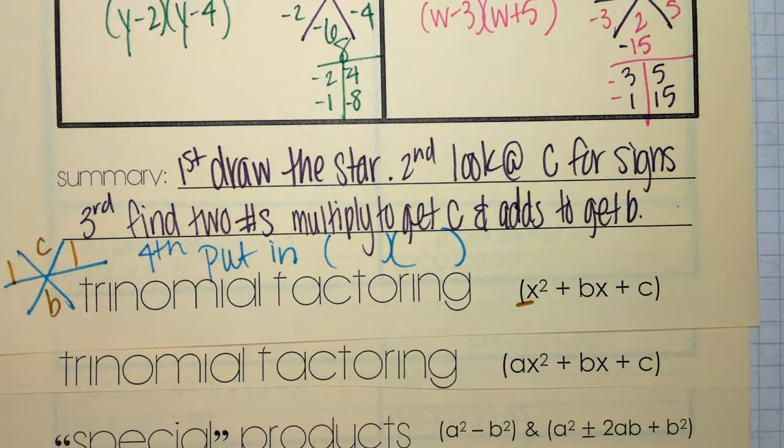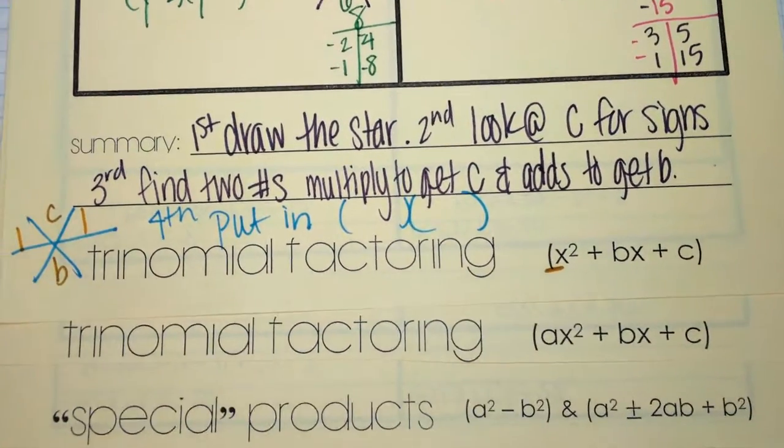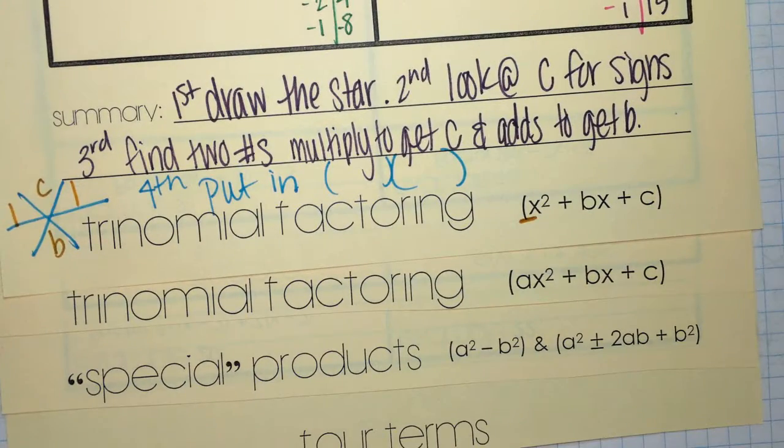Y'all get a point. All right, so after we do the first step of trinomial factoring, what was the second kind of trinomial factoring we learned?